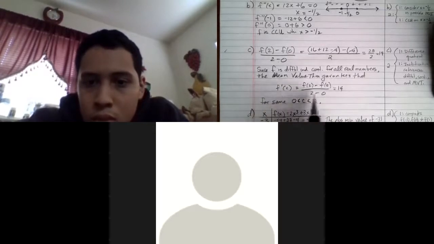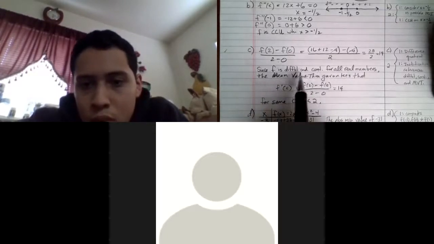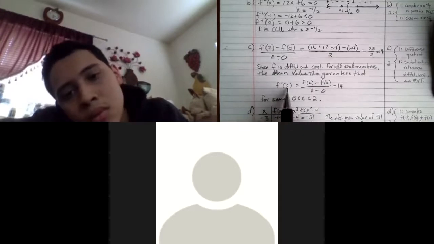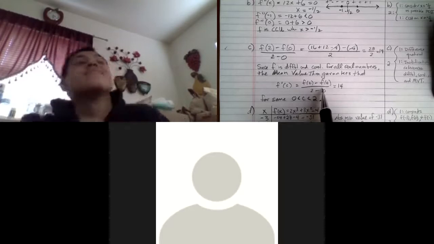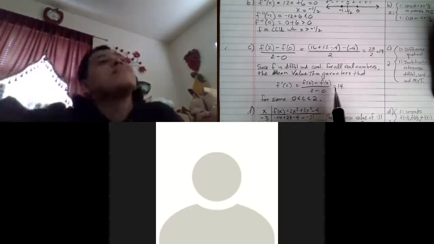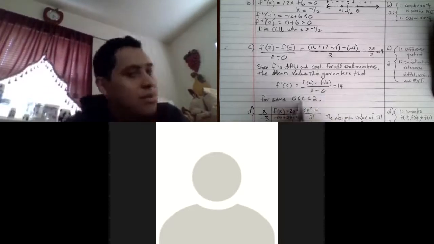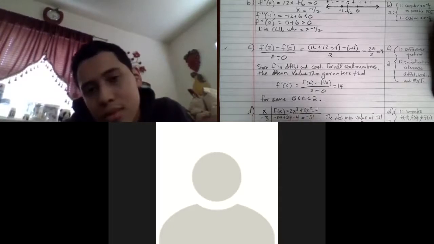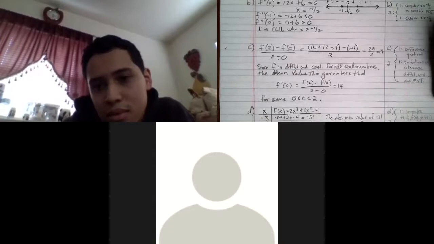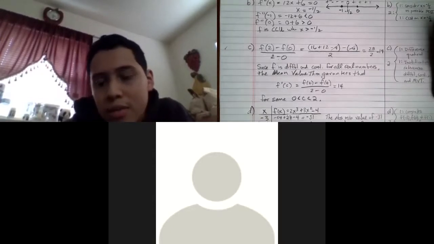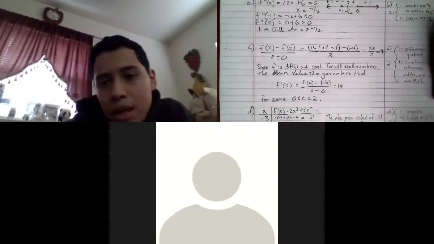And then you've got to make a mean value theorem statement. So since those things are true, we know that f prime of c has to equal the average rate of change on that interval, which is 14. So that's got to be true for some c between 0 and 2. Questions, comments on that one?